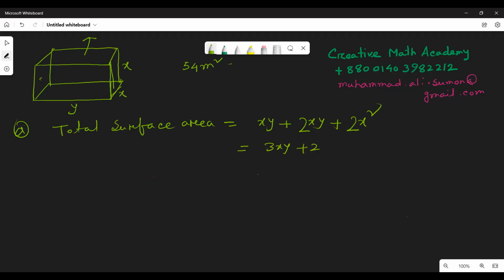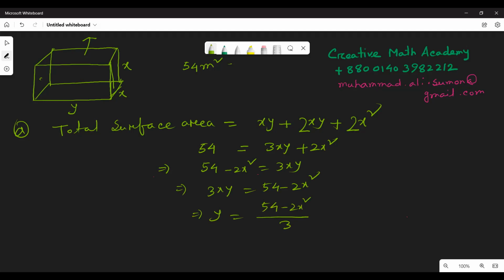Finally, we get 3xy plus 2x square, and the total area is 54 meter square. So we write 54. Now, from here, we will make y the subject. 54 minus 2x square equals 3xy. So y equals 54 minus 2x square divided by 3x.